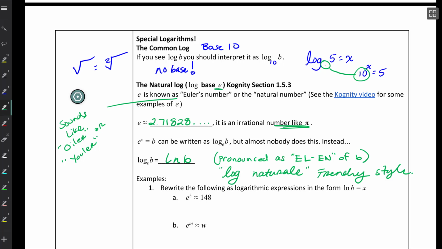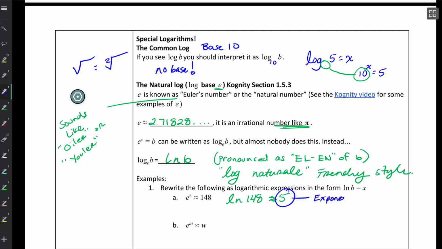Okay, now we want to rewrite the following as a logarithmic expression in the form ln of b equals x. Well, we do the same exact thing, right? e to the 5th power is approximately 148. That's the same thing as saying ln of 148 is approximately 5. And you can double check this with the calculator, but again, remember, your exponent usually is your answer.